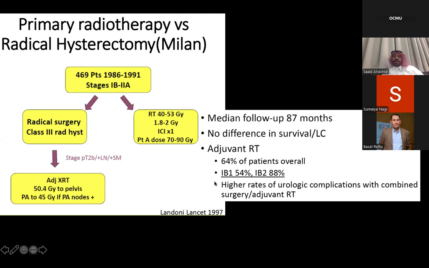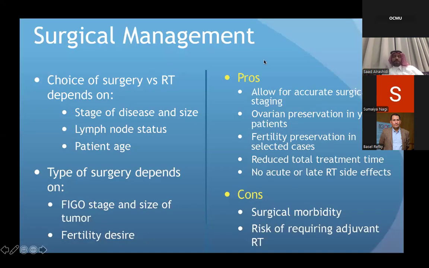I know it's not a clean trial, but when the disease is more bulky, there are some patients that require adjuvant radiation therapy. And as you see, it was more than 60%. And this will increase the complications post-treatment.